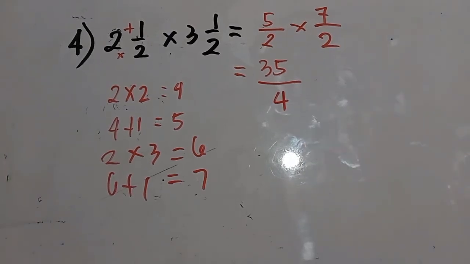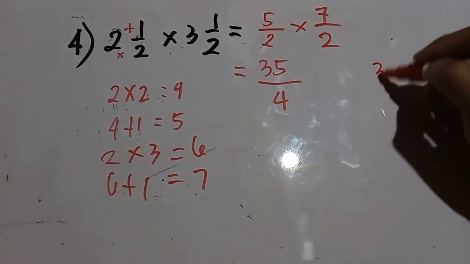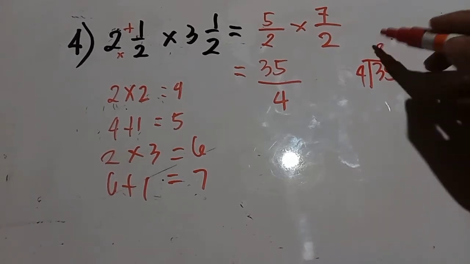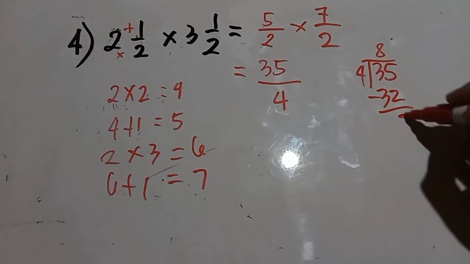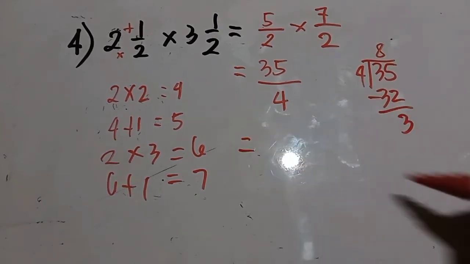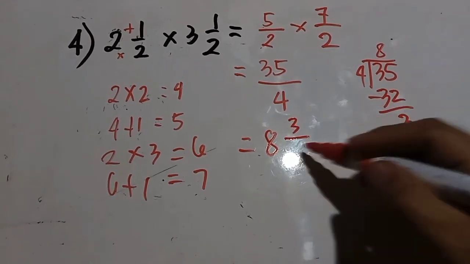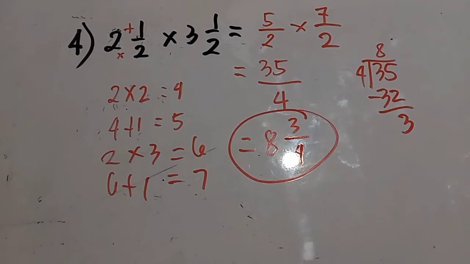Next, can we reduce to the lowest term? Yes, since ang ating sagot ay improper fraction, gawin natin itong mixed fraction. Okay, i-divide natin, 35 divide 4. Magiging 8. 8 times 4, that is 32. 35 minus 32, that is 3. So now, ang ating sagot ay 8 and 3 over 4. Ayan, nakuha. Yan po ang ating final answer.